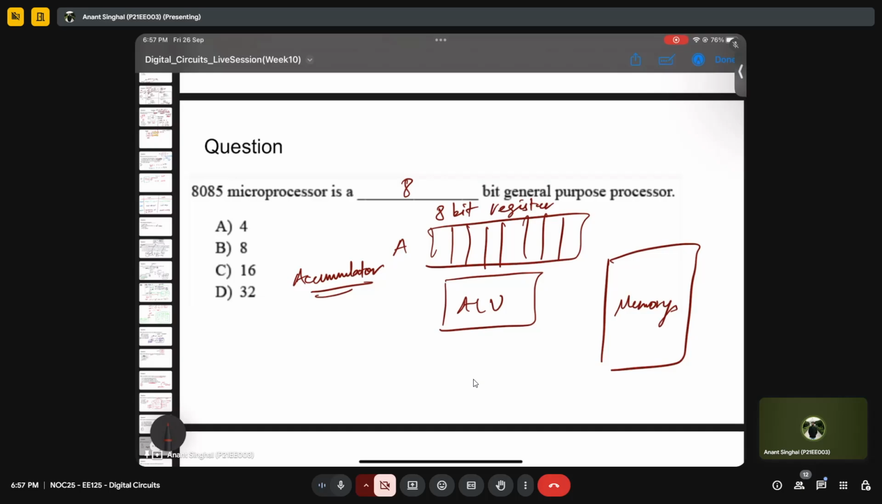Every time we have some arithmetic logical operation happening, we have some memory that we can transfer data to and from. So this is like a microprocessor. It is an 8-bit microprocessor. Why? Because it has 8-bit registers.